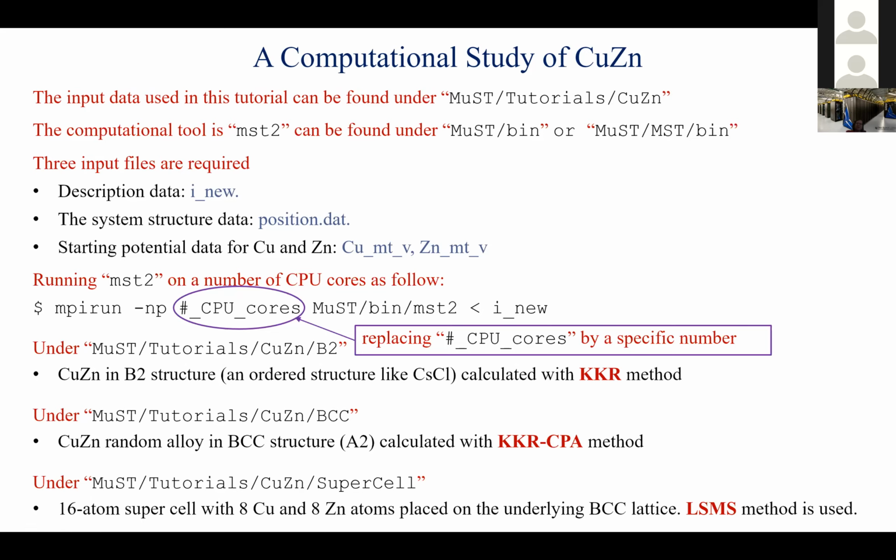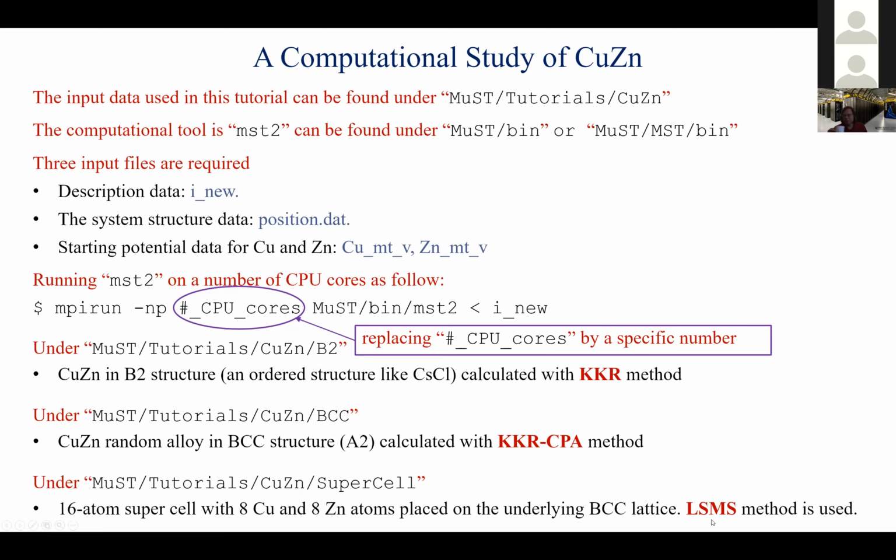Try to mimic the random alloy. But in reality, for real simulation, we try to use a larger unit cell to mimic the random alloy, right? The larger the better. So in this case, just a small tutorial, I only put a 16-atom supercell. But in the real world case, we use hundreds or even thousands of atoms in the unit cell, right?